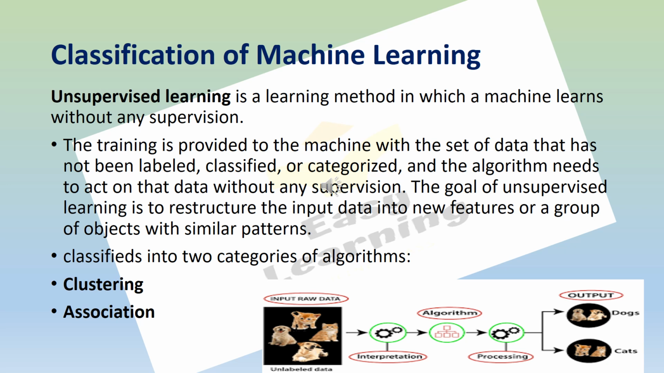Now we have types of unsupervised learning: clustering and association. Clustering is a method in which objects are clustered so that the objects with the most similarities remain in one group, and those with fewer or no similarities are put into another group. Cluster analysis finds the commonalities between the data objects, categorizes them, and spots the presence and absence of those commonalities.